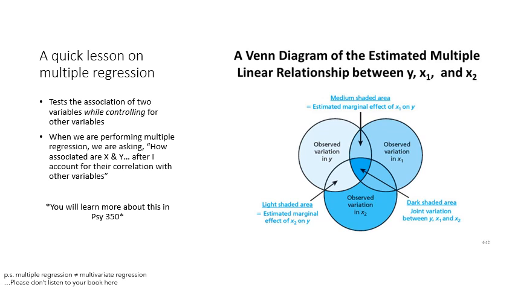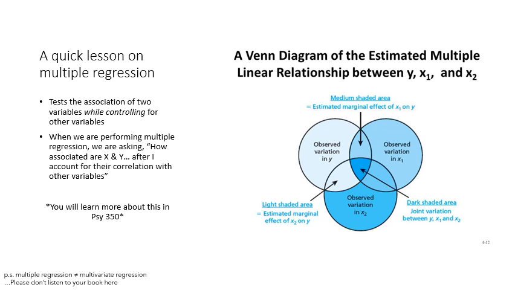And it tells us that our medium shaded area here, or let's start with the light, our light shaded area, is the estimated marginal effect of our x2, our predictor variable that's not so much of interest, on y. And we're pulling out anything that x2 explains in y. Whereas the medium shaded area is the estimated marginal effect of x1 on y. So our predictor of interest on y, we're saying how much is explained by x1, our predictor of interest alone.